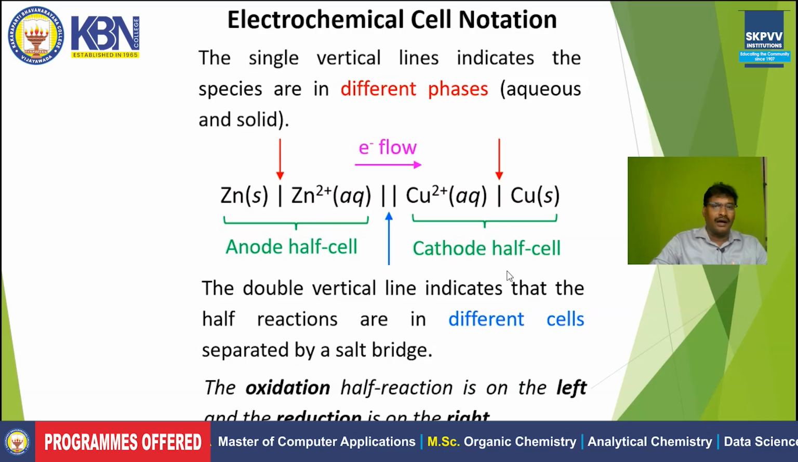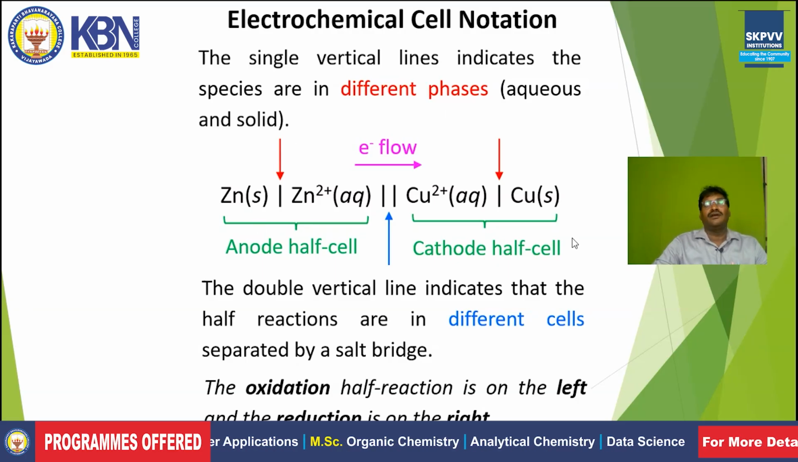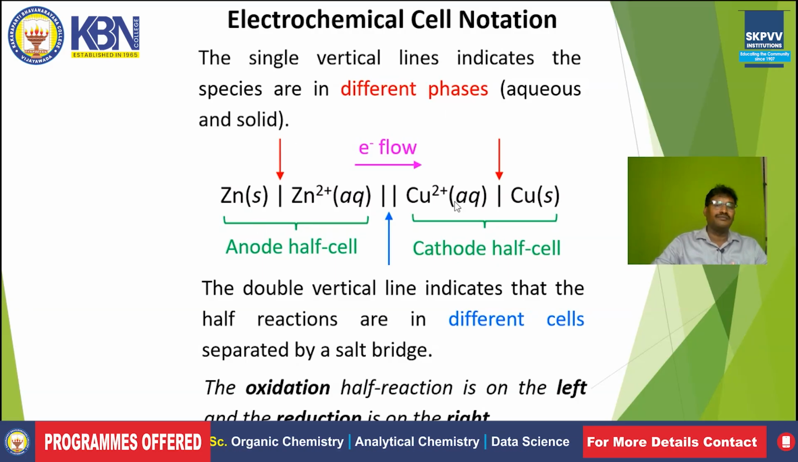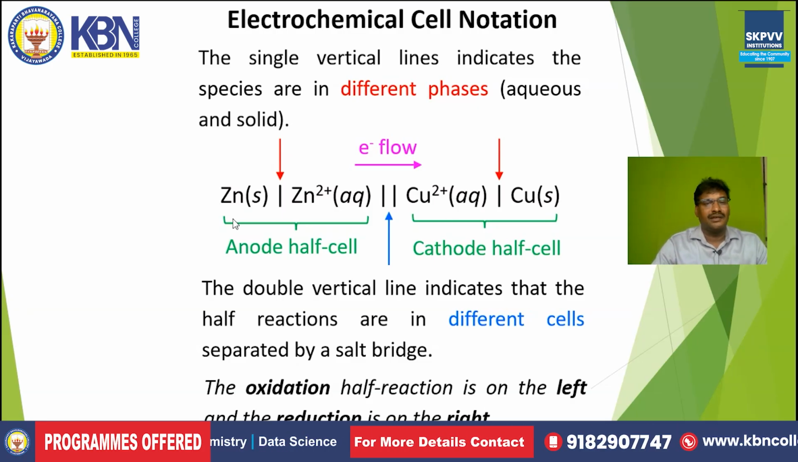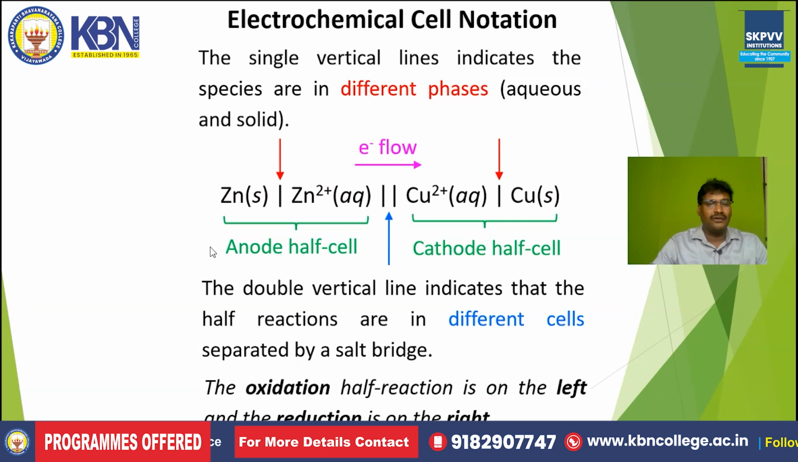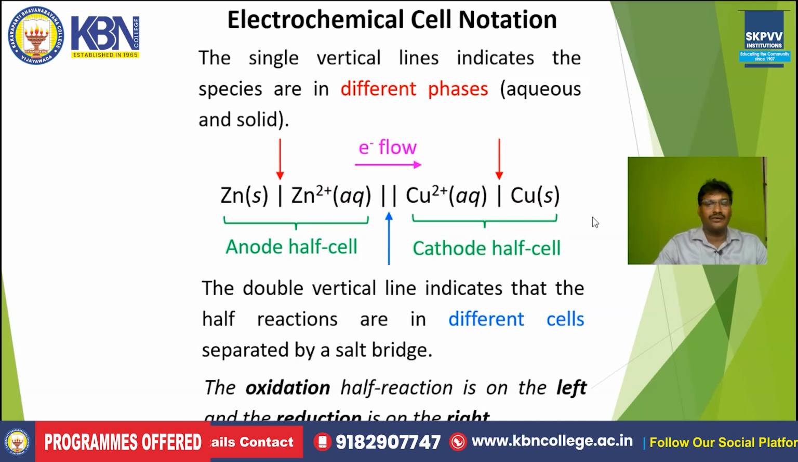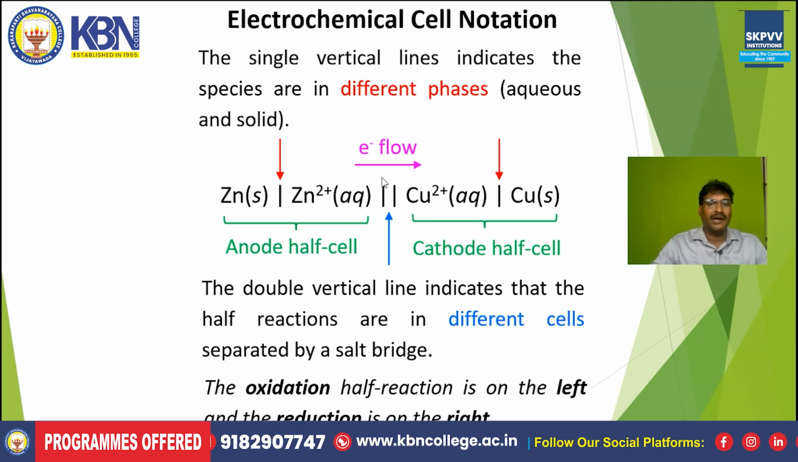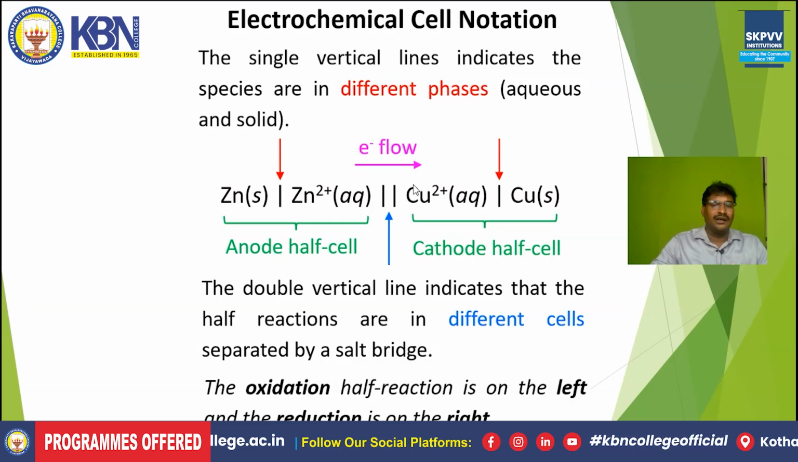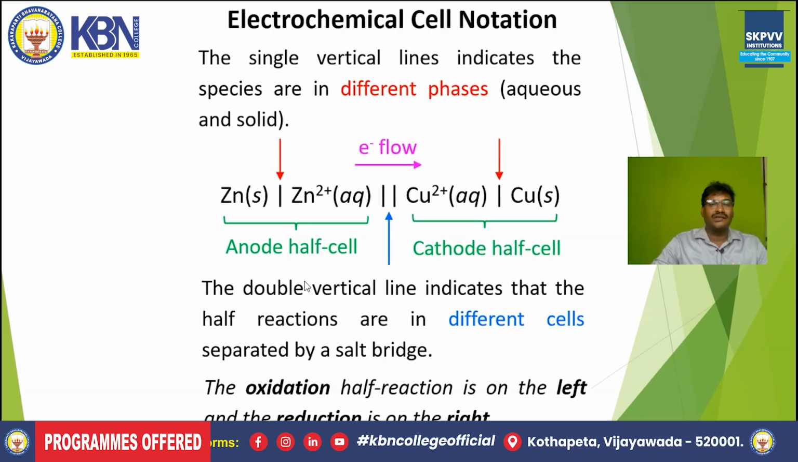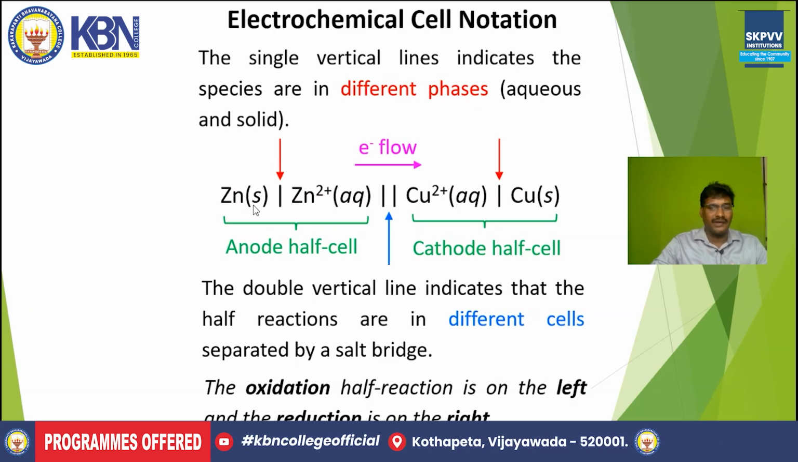Next, how do we represent an electrochemical cell? For example, the zinc and copper cell. Here, the left hand side is the anode half cell and the right hand side is the cathode half cell. Both are separated by two parallel lines, which indicate the salt bridge. The oxidation half cell is represented on the left hand side, and the cathode, that is the reduction half cell, on the right hand side.